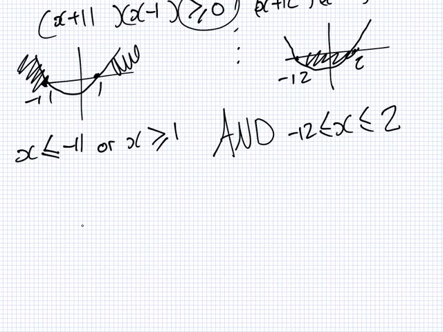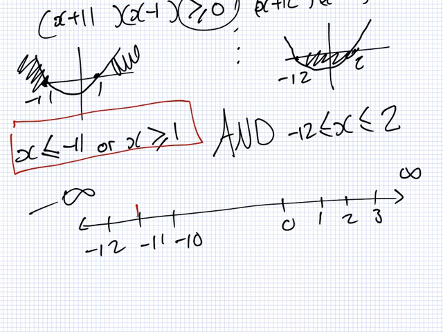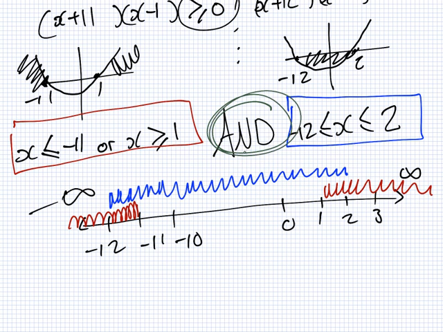Okay, so let me draw a number line to help. Minus 12, minus 11, minus 10, and then we'll have 0, 1, 2, 3. Okay, so the answer in red on the left, minus 11 or smaller, 1 or greater, and then the answer in blue on the right, between minus 12 and 2. And because of the and, we want both at the same time, which happens here and here. So we have minus 12 to minus 11 union 1 to 2.